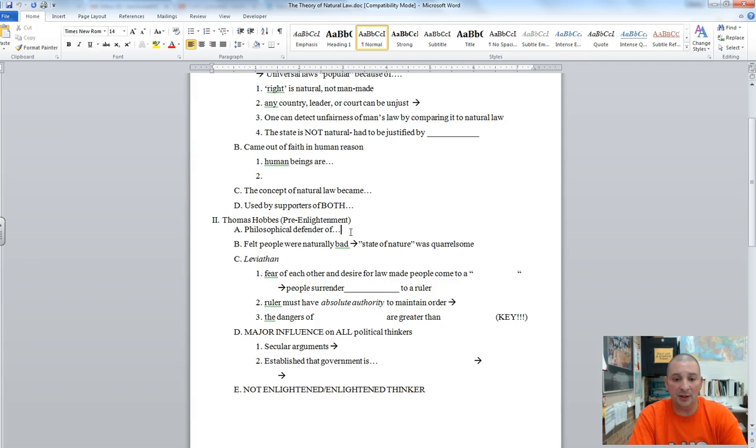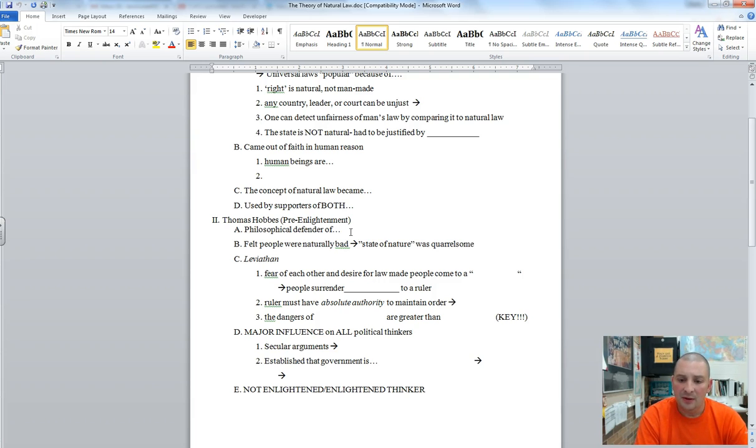Now, in his book, he said that our fear of each other and our desire for law and order, our desire for protection, made people come to a contract with the government. Essentially, people are surrendering our rights to a ruler in exchange for protection. And he believed that rulers had to have absolute authority to maintain order. In other words, one leader having absolute authority was the only way to achieve natural law.